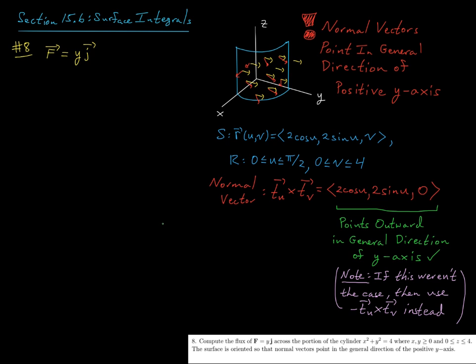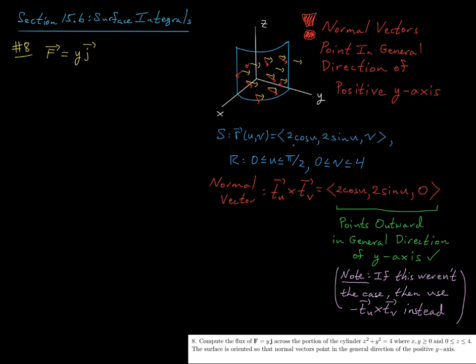All right, problem 8 says to compute the flux of the vector field F, which is yj, across the portion of the cylinder x squared plus y squared is equal to 4, where x and y are greater than or equal to 0 and z varies from 0 to 4. And then it says the surface is oriented so that normal vectors point in the general direction of the positive y-axis. All right, so here's a picture of the surface, which is a portion of a quarter cylinder of radius 2 in the first octant.